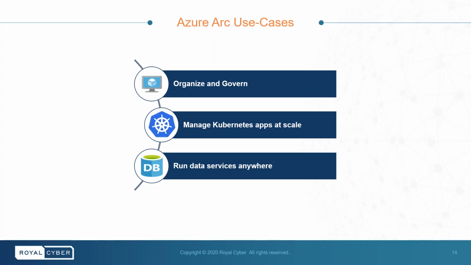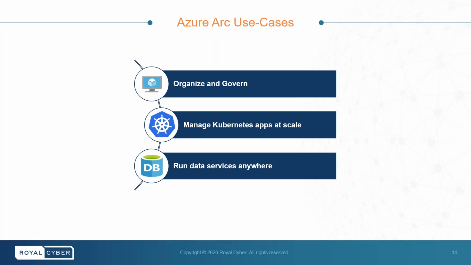Another use case that Arc is typically used for is managing your Kubernetes apps. For example, if you have built a Kubernetes application and you want to scale up and down based on your load, or if you have different tenants in different locations across the world, you can use Azure Arc to scale them across.